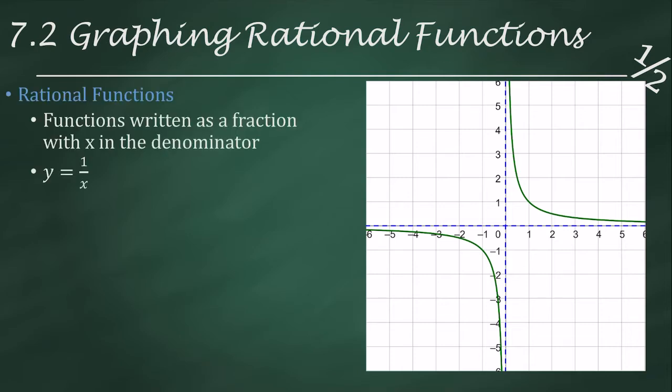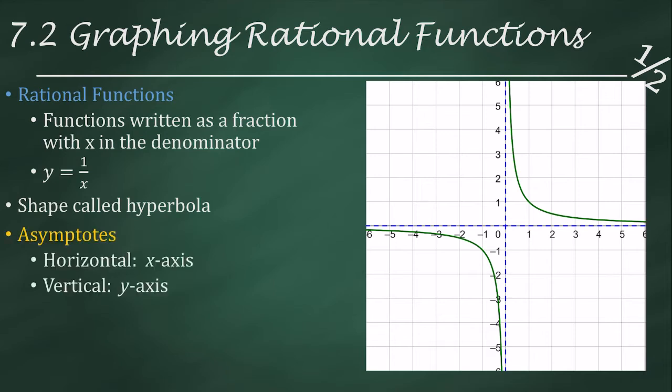Rational functions are functions written as a fraction with x in the denominator, like y equals 1 over x. The shape of the graph, as you can see on the right, is called a hyperbola, and it has two asymptotes. We have the x-axis and the y-axis.